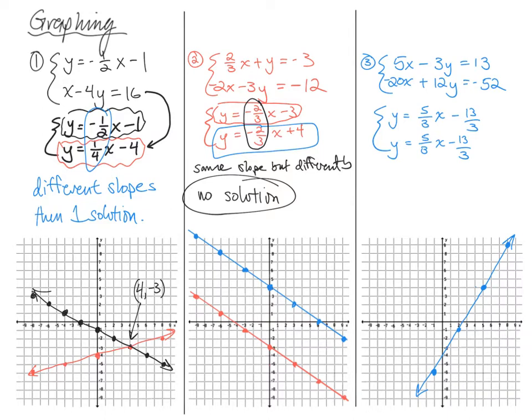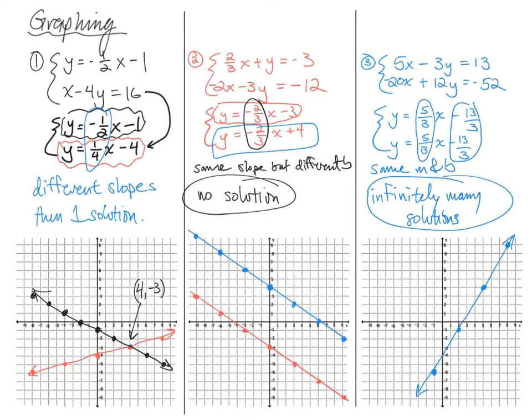And what we end up calling these are coinciding lines. So just from the system, just by looking at it, you can see they have the same slope and the same y-intercept. So if you have the same slope and y-intercept, then you will have infinitely many solutions. And that will be the answer here.